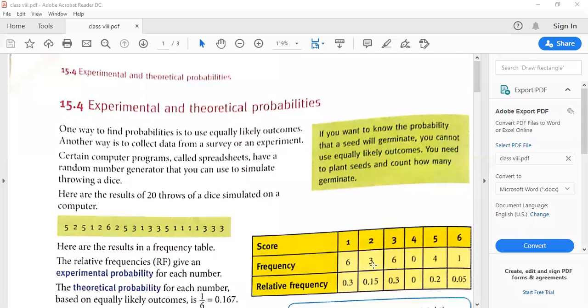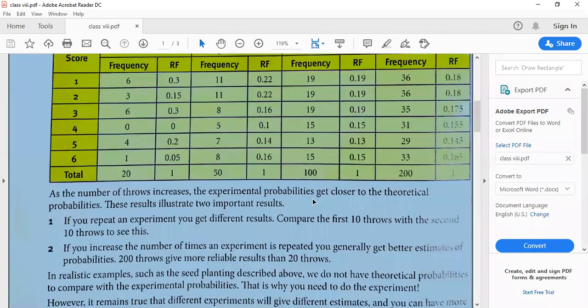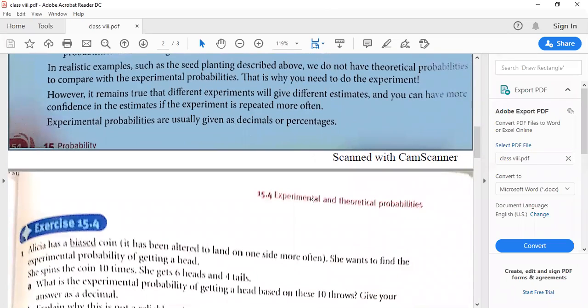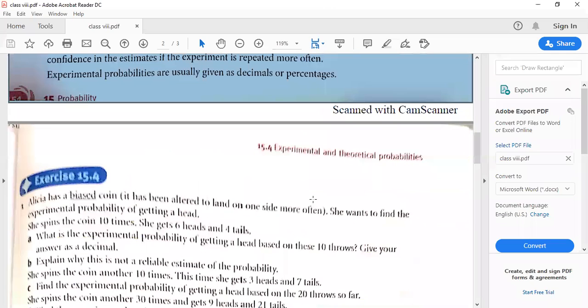Okay, so let us do exercise 15.4. Look at the first question. Alicia has a biased coin. Biased coin means it has been altered to land on one side more often. She wants to find the experimental probability of getting a head. She spins the coin 10 times.